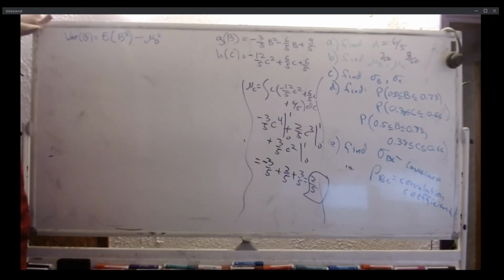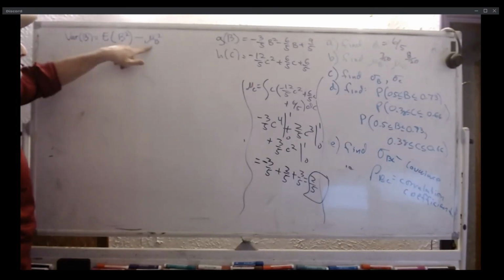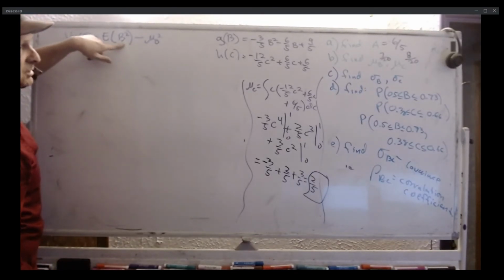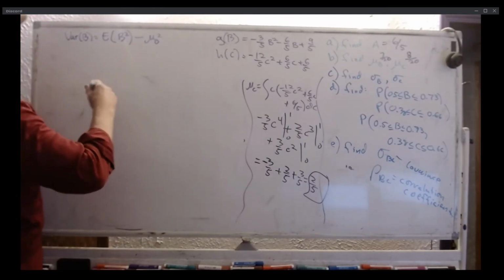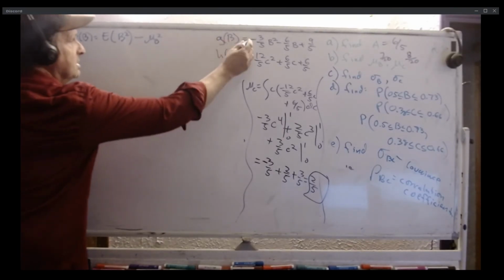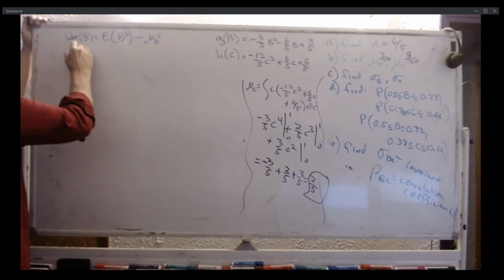Ready to roll, guys? We just have to find this, don't we? We already know what the mean is. Got to find this, right? How do we find the expected value of B squared? Well, we know what the functions are. We multiply G of B times B squared and then integrate, right?